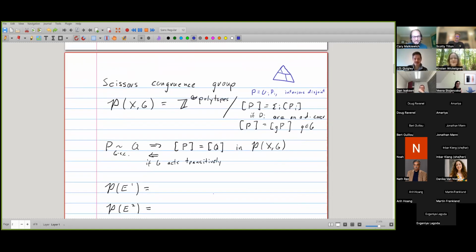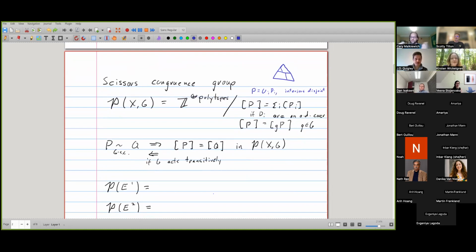Okay, so let's do a couple of examples. Again, if G isn't mentioned, then it's just the full isometry group. So let's think about one-dimensional Euclidean geometry. It's just the line. A polytope is a line segment. And I'm considering these up to scissors congruence, so I can cut up the line segments and rearrange them. So clearly the length doesn't change when I do that. And if two segments or unions of segments have the same length, then I can relate them by scissors congruence. So as a result, this scissors congruence group is the reals, corresponding to length.